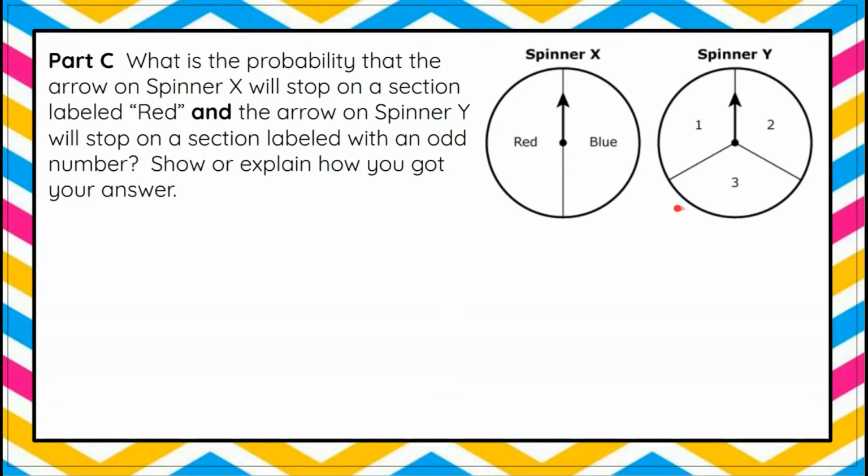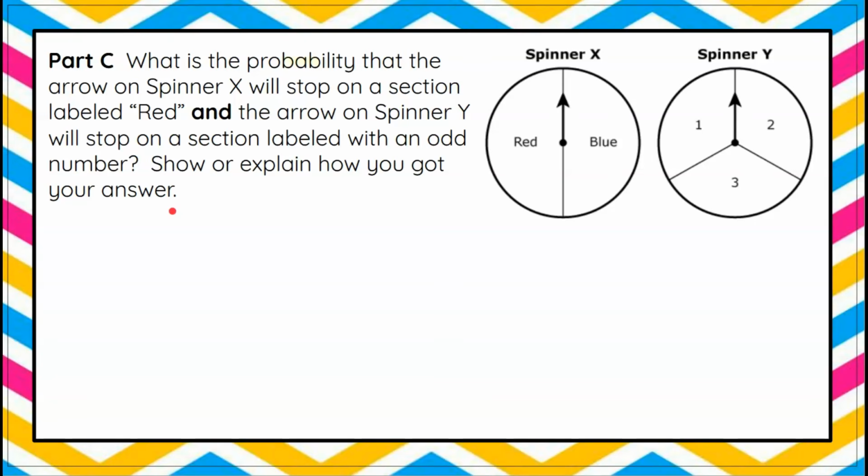All right, part C. What is the probability that the arrow on spinner X will stop on a section labeled red and the arrow on spinner Y will stop on a section labeled with an odd number? And we're asked to show or explain how we get our answer. Go ahead and pause again, do your best work, and then come back to see mine.